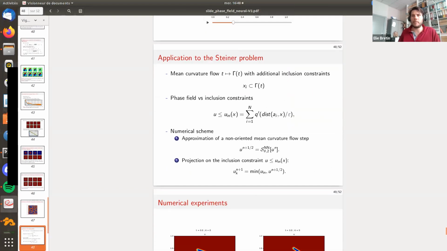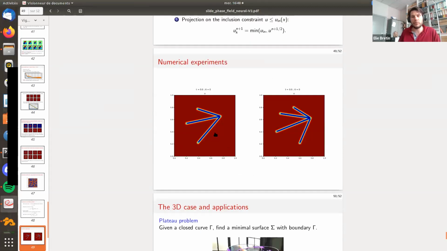And if I come back to the Steiner problem, we can give an approximation by applying a non-oriented mean curvature flow to gamma with an additional inclusion constraint. This can be done in the phase field context by an inequality constraint. And so we obtain a natural numerical scheme: apply the neural network and then a projection for the inclusion. If you do this, you see that the evolution converges very fast to the Steiner solution associated with the number of points.